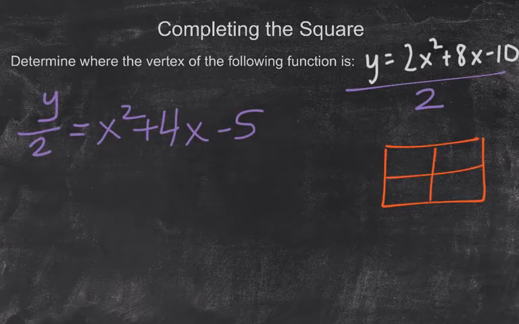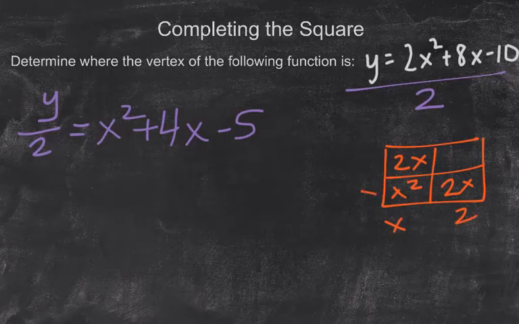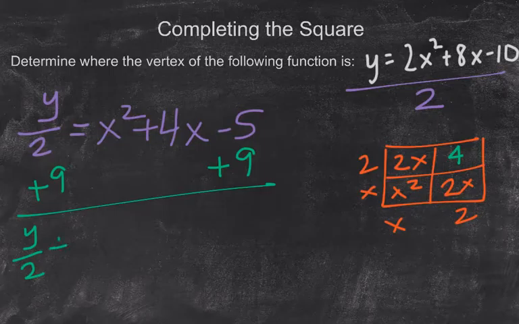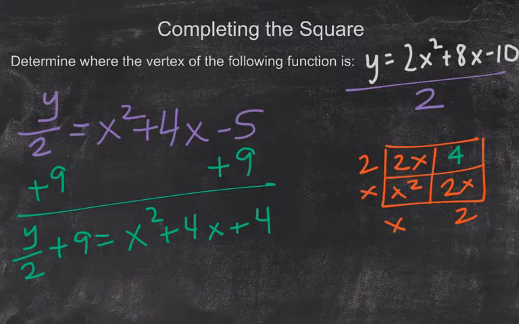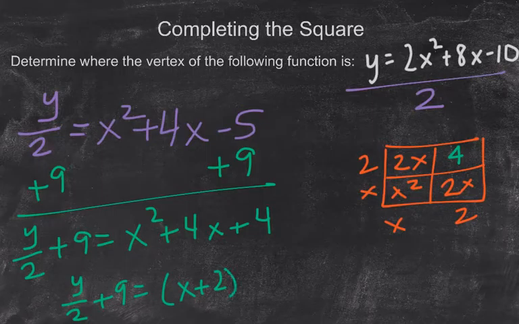So I'm going to draw my perfect square so I know how many units I need. Half of 4x is 2x. And so my base length is x plus 2, my height is x plus 2, and I need 4 unit tiles because 2 times 2 is 4. So I have negative 5 unit tiles, which means I need to add 9 to both sides of my equal sign. Half of y plus 9 is equal to x squared plus 4x plus 4, and that's my perfect square. So now I can write half of y plus 9 equals x plus 2 squared.